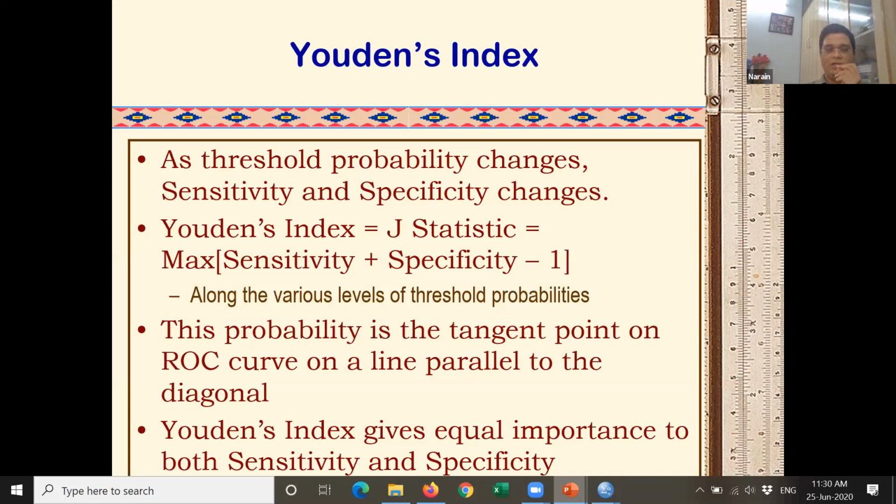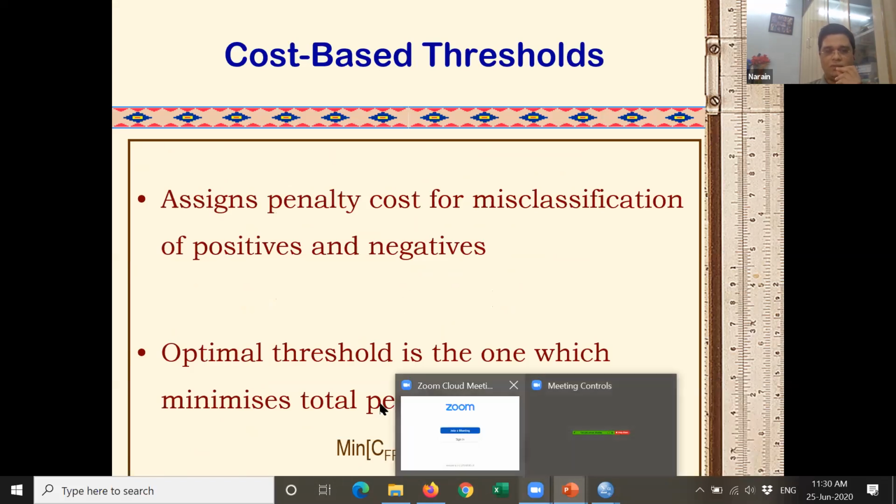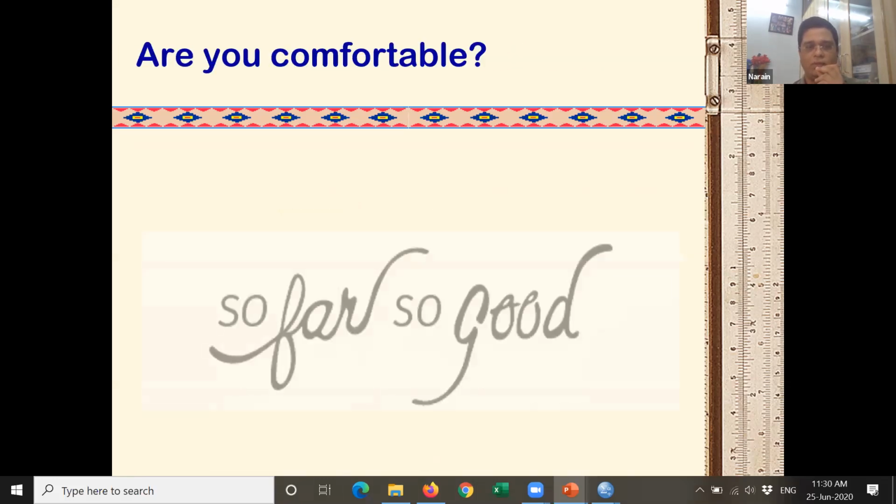So if there is unequal importance, then you can use the cost-based threshold, where a cost is assigned to the false positive, and you take the probability of false positive times its penalty plus the probability of false negative times its penalty. You want to minimize that. So that's one more number which you can pick up for your judgment as to the classification itself.